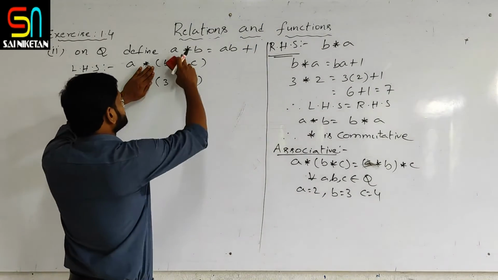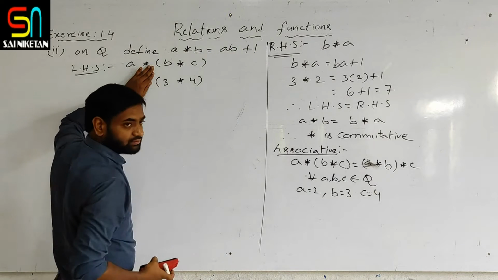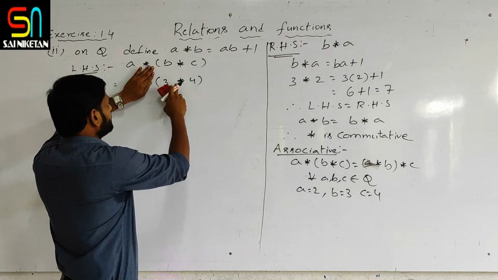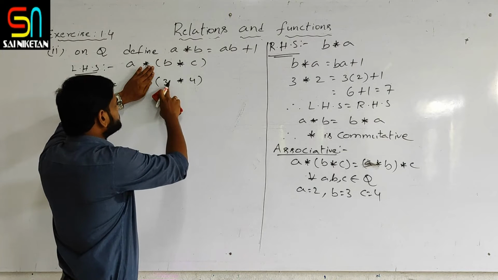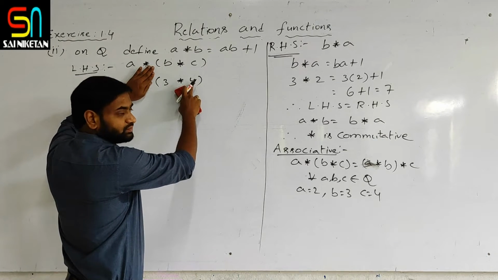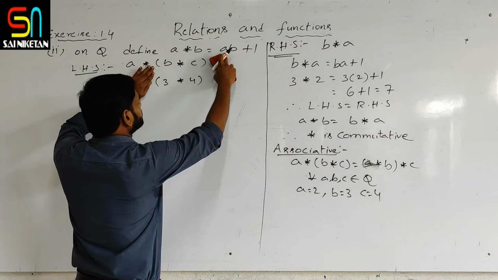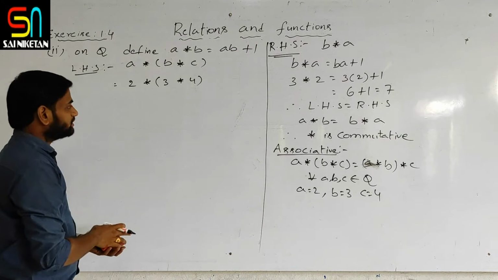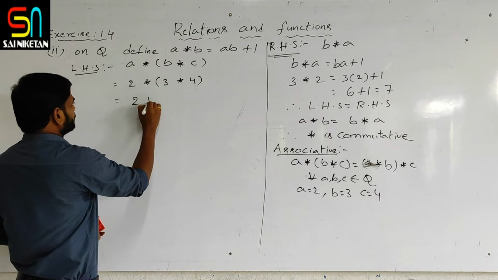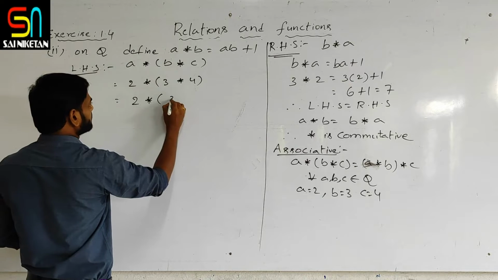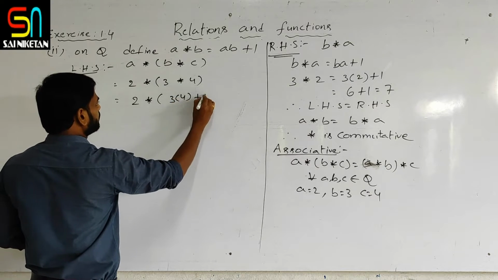So this A star B means A into B plus 1. Just imagine this is AB. What is the A value? It is 3. B value is 4. That is 3 into 4, 3 into 4 plus 1. That is 2 star of 3 into 4 plus 1.